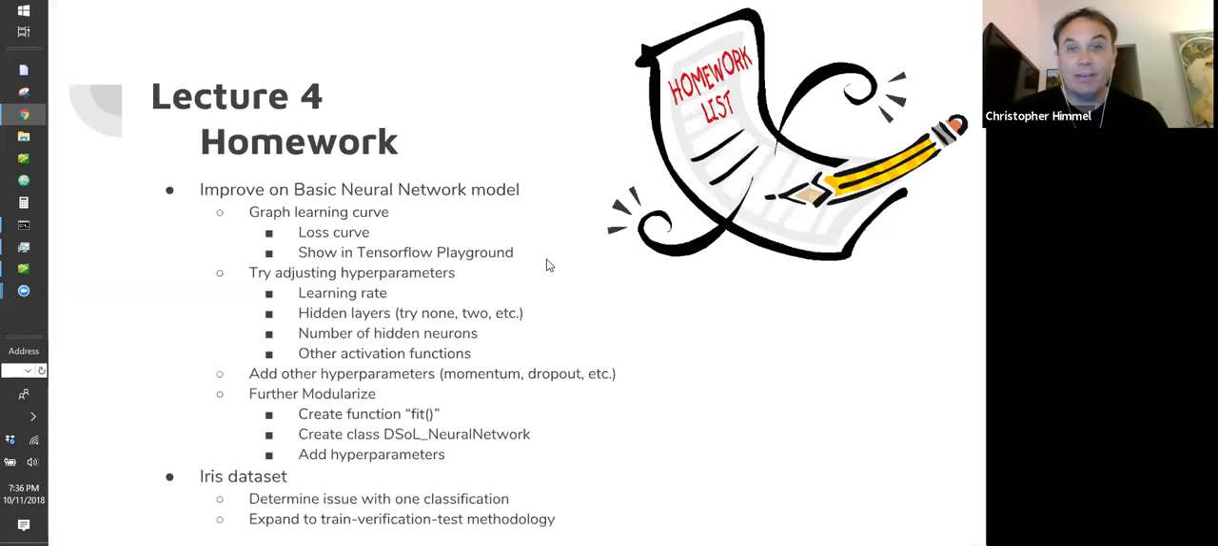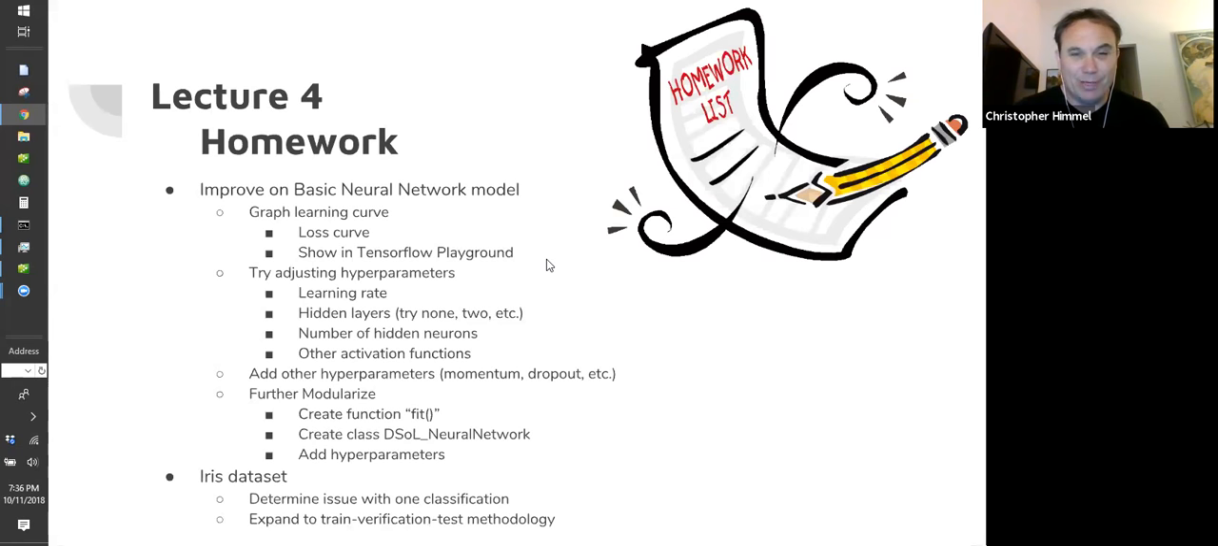Then try other activation functions. I did the sigmoid. You'll have to code another activation function if you're going to do that one. If you really want to get adventurous, look up momentum, dropout. There's a bunch of other hyperparameters of neurons. Code those. I'd love to see somebody do that.